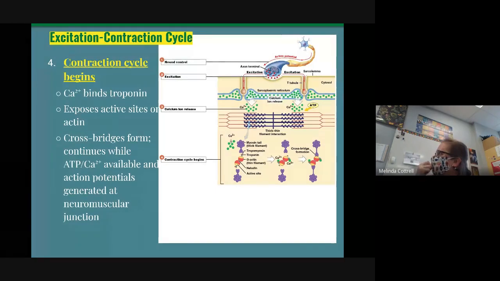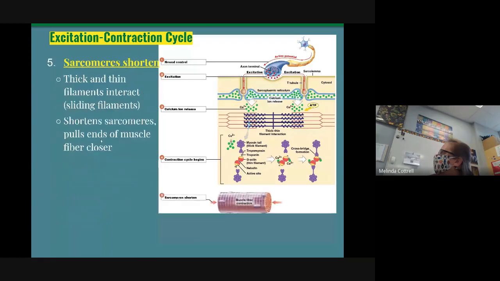So the contraction cycle is this idea of the cross bridges forming and the actual shortening of the sarcomeres. They will continually shorten until the ATP and calcium is used up. I think of steps 4 and 5 kind of together, because it's just going to happen continuously.